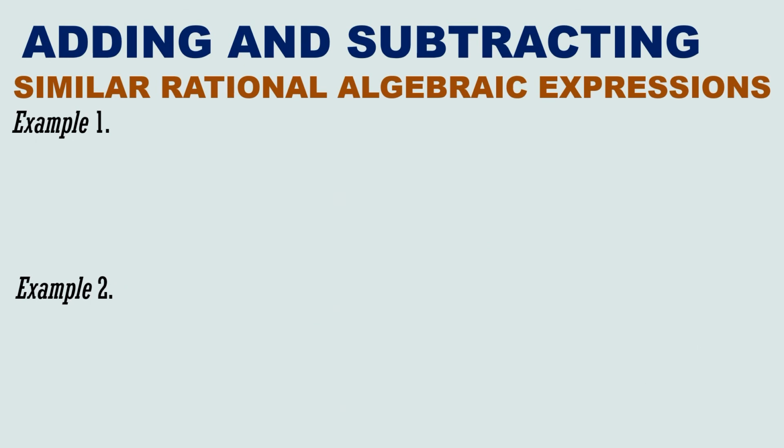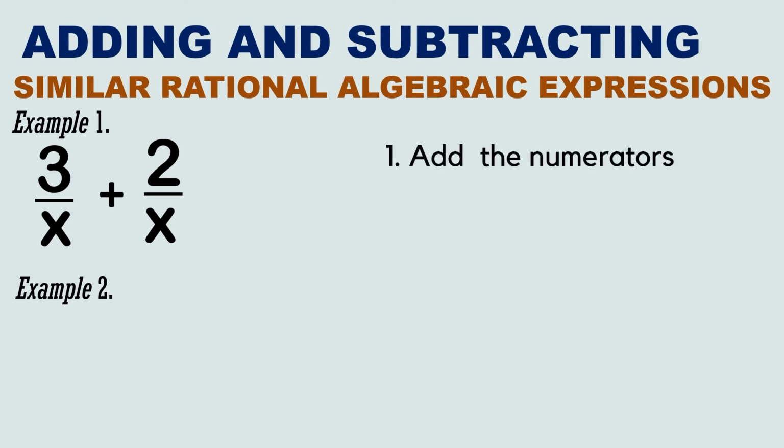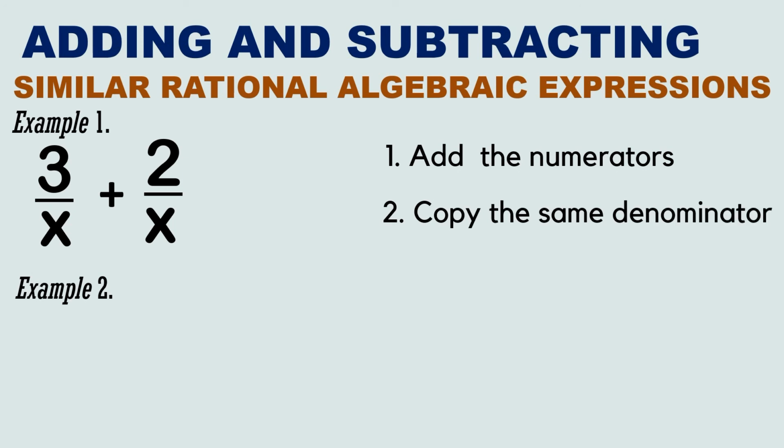Let's have illustrative example number 1. We're going to add 3/x and 2/x. So what are we going to do? Check whether the denominators are the same. In here, the two rational expressions have the same denominator which is x. So we add the numerators 3 and 2. 3 plus 2 is equal to 5. And then we simply copy the common denominator which is x. So we have 5/x and that is the final answer.